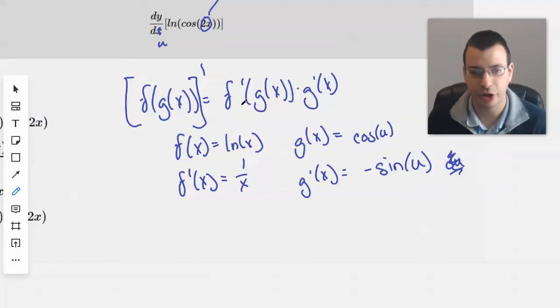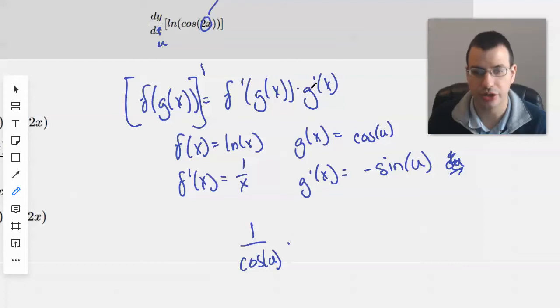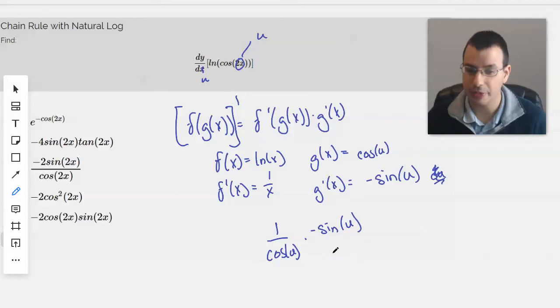So now we're going to put this all together for the derivative. So f prime of g of x is 1 over x. But in this case, x is the g of x, so this would be 1 over cosine of u times g prime of x, which would be negative sine of u. And that would be the idea of the chain rule.